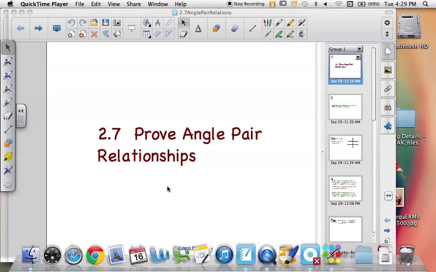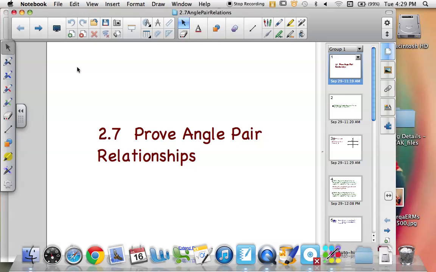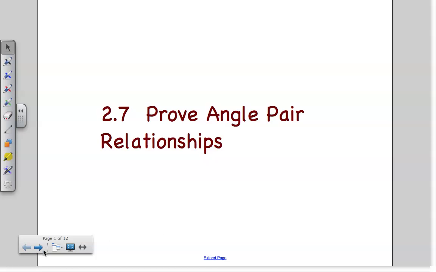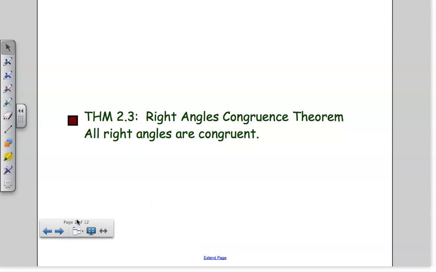In section 2.7, we're going to prove some angle pair relationships, dealing with some of the angle pairs that we talked about last chapter and some new theorems that go along with these. First theorem is pretty profound. This is labeled as 2.3, but it's called right angles congruence theorem.